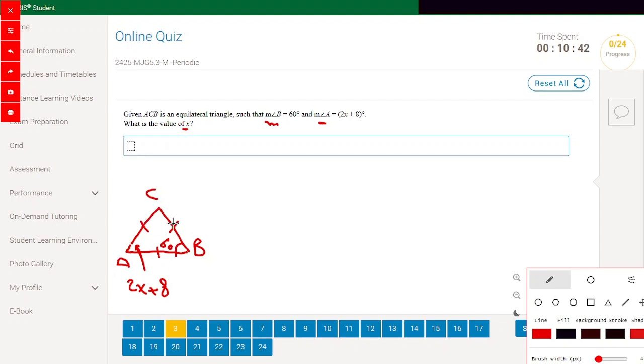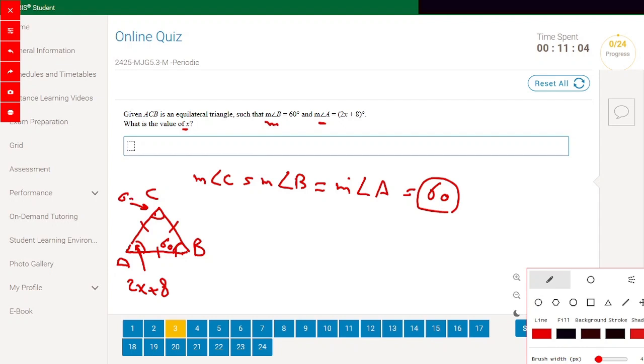Equilateral triangle means all sides are equal, so all angles also are equal. So measurement of angle C will equal measurement of angle B will equal measurement of angle A. All of them will equal 60. So B is 60, C is 60, angle A also is 60.